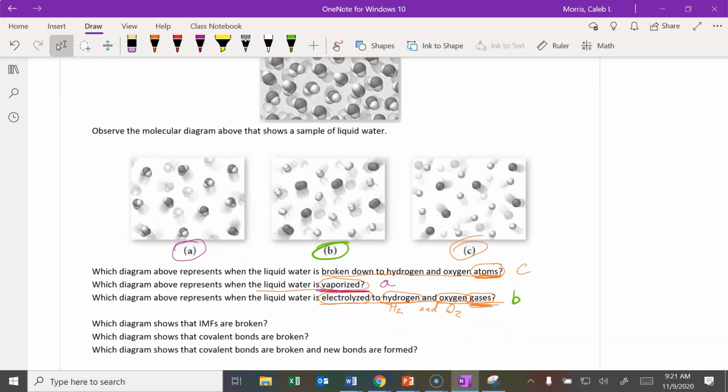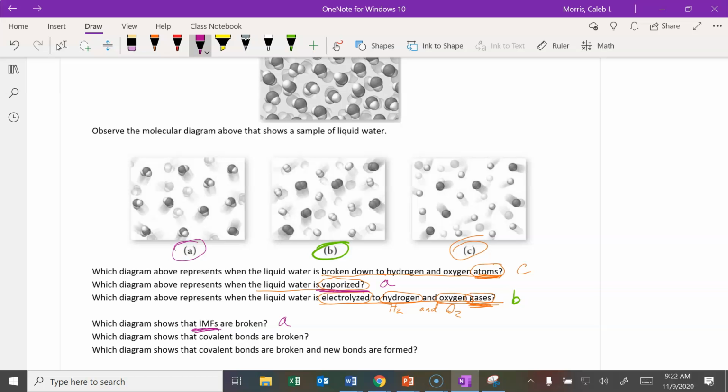Which diagram shows that IMFs are broken? Intermolecular forces. If we're just talking about intermolecular forces being broken, that means that we still have water. Intermolecular forces are not the bonds. We don't have any bonds breaking, so that would have to be A. No bonds are broken. Then we get to which diagram shows that covalent bonds are broken.